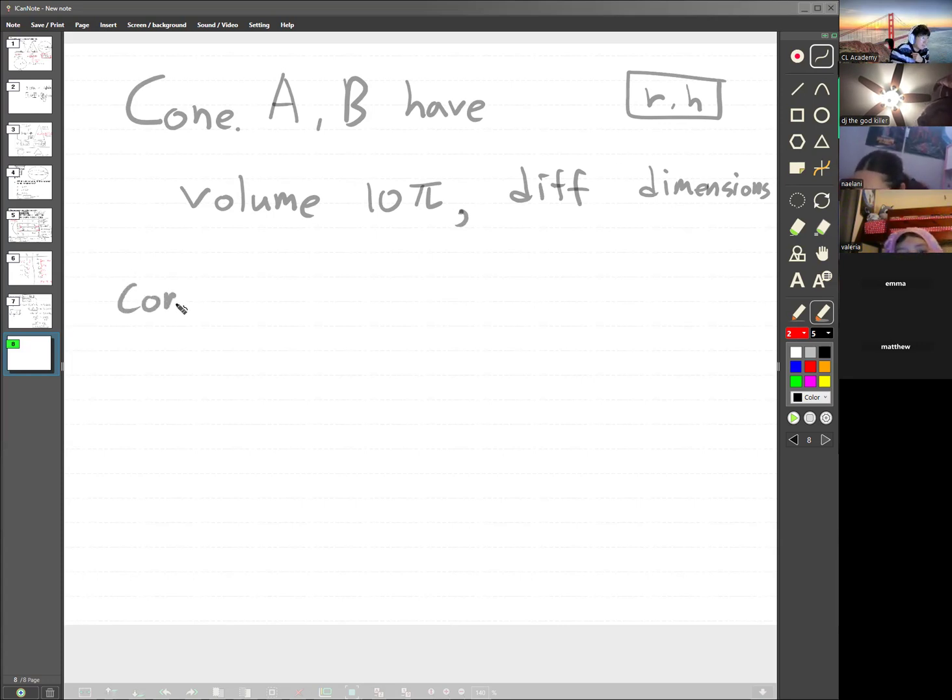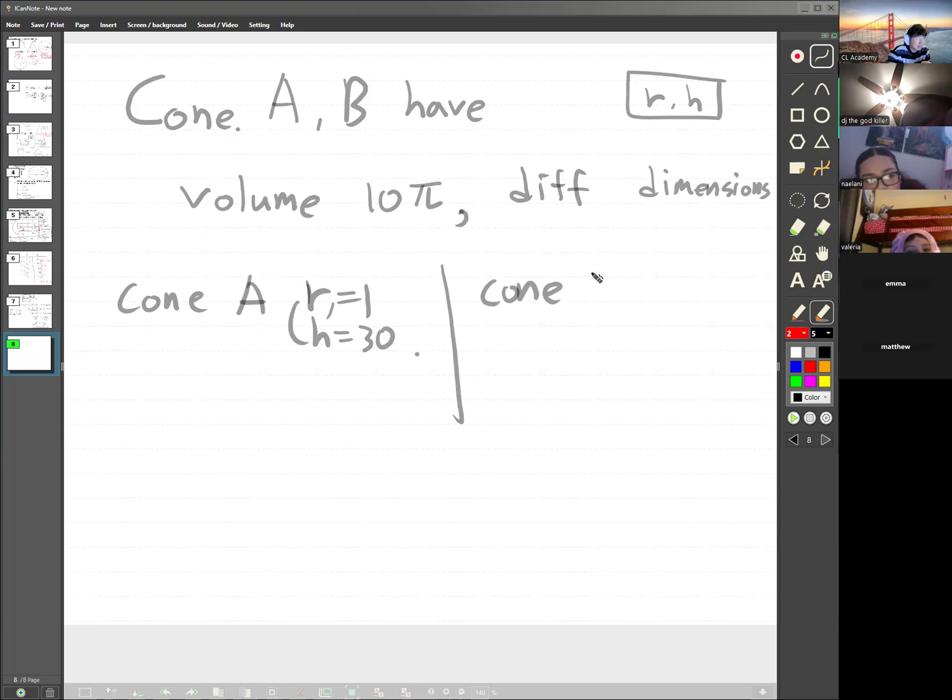Now, cone A has radius 1 and height 30. Now, find cone B. Find at least cone B radius and height. That volume equals 10 pi. By the way, cone volume will be 1/3 pi r squared h. Use this.